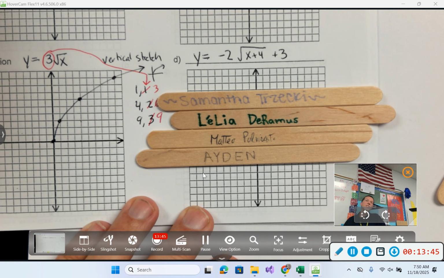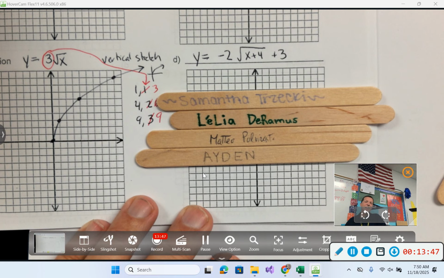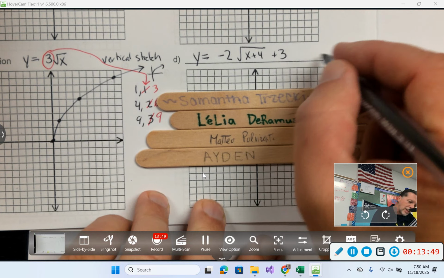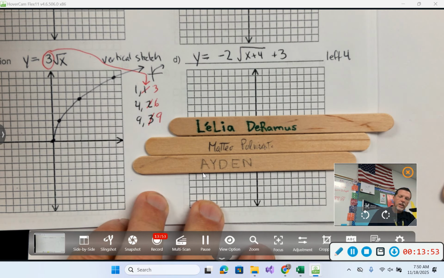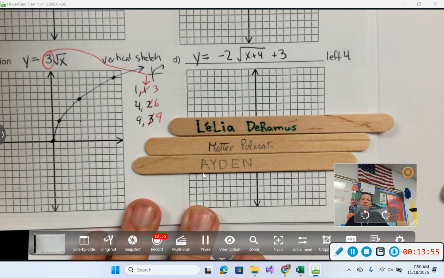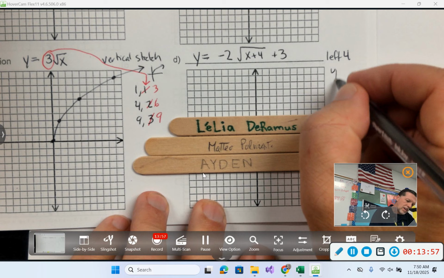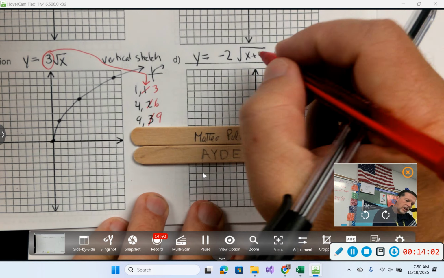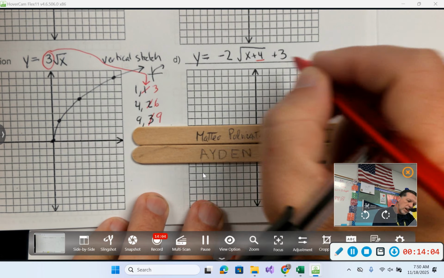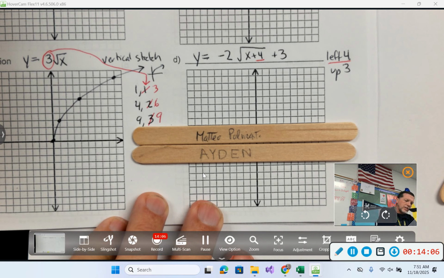Samantha, what's one of the changes you see? Left 4. Left 4. I like it. So the x plus 4 is left 4. Layla, what else has happened? Up 3. Okay. All right, Mateo, we've taken care of the 4 and the 3. What else has happened?